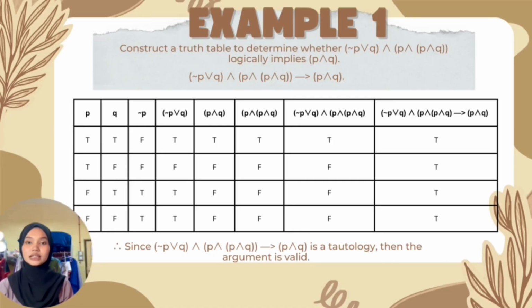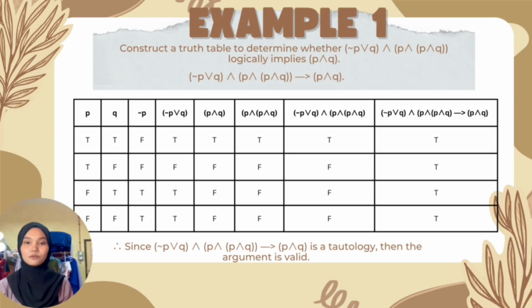The truth values are true, false, true, true. Then column 5 is to find P and Q. When it is a conjunction, the statement is true when both statements are true. The values are true, false, false, false. And then we want to find the value of P and Q. This statement is true only when P is true and Q is true. The truth values are true, false, false, false.